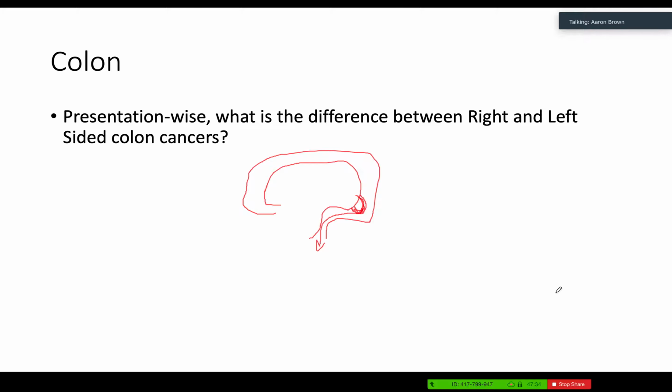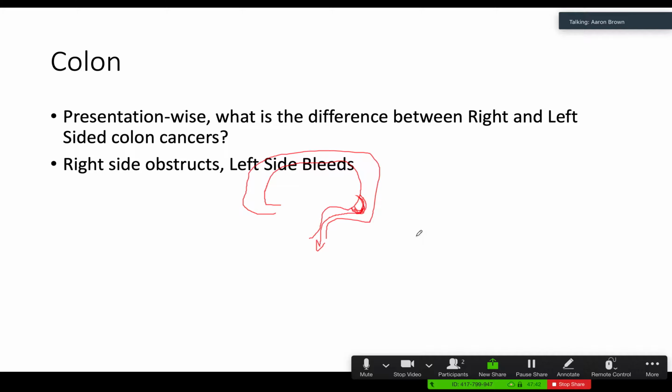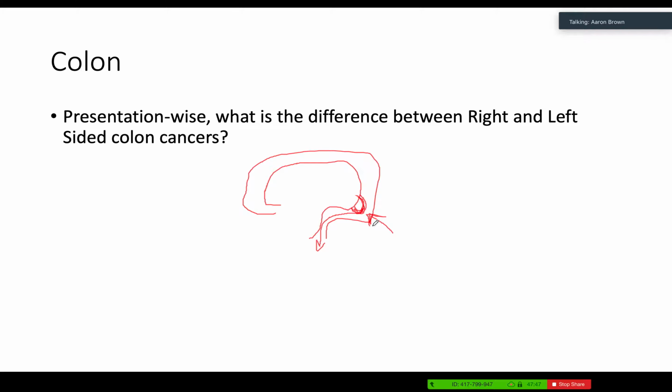What's going on?" So you, being the expert doctor that you are, are going to be suspecting colon cancer. You'll get the colonoscopy, and then you'll see this lesion growing and bleeding. Okay, so that is sort of your presentation of left-sided colon cancers. It's blood in the stool.